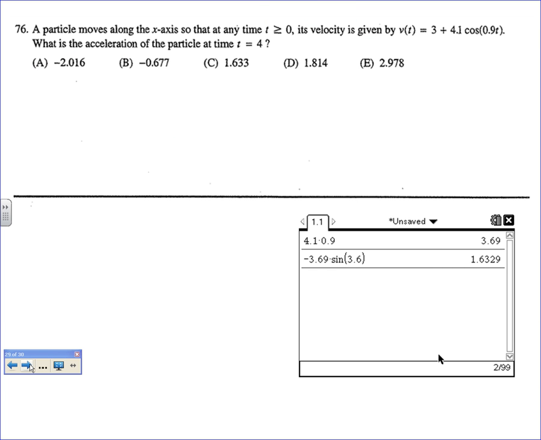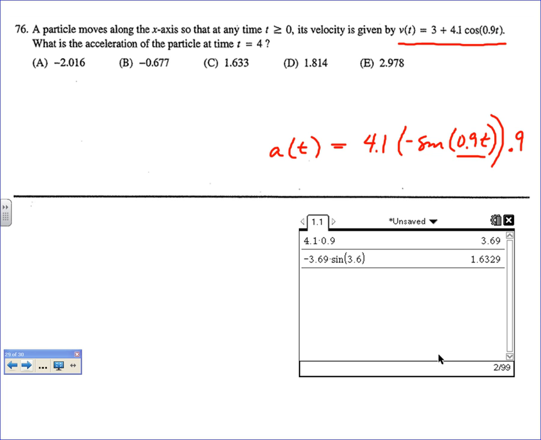So for number 76 I've done a little work with the calculator and pasted it in already, but we're supposed to talk about acceleration at time 4. You're given the velocity function, and sometimes it's just quicker and easier to make a calculation by hand for the derivative of this velocity function. So a of t would equal, well, the derivative of 3 is 0, and then it would be 4.1, and the derivative of cosine is a negative sine, and it would be that 0.9t again, right? And then times the derivative of 0.9t, which would be a 0.9.